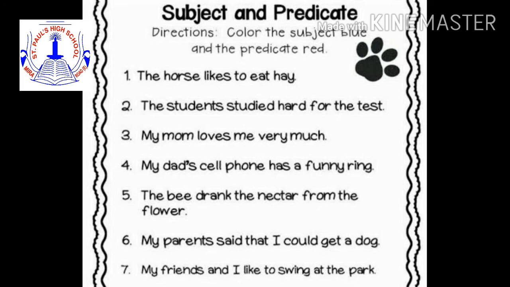Next sentence, my friends and I like to swing at the park. So students, here I am talking about my friends and about myself. Yes students, so my friends and I. "My friends and I" is the main subject. What do we like? We like to swing at the park. So "like to swing at the park" is the predicate.